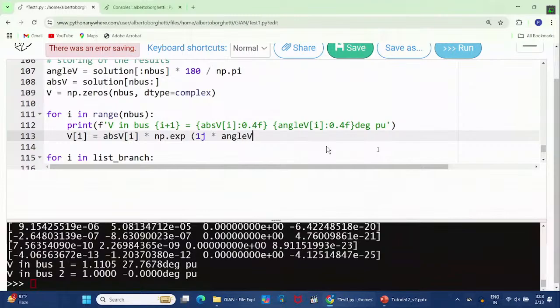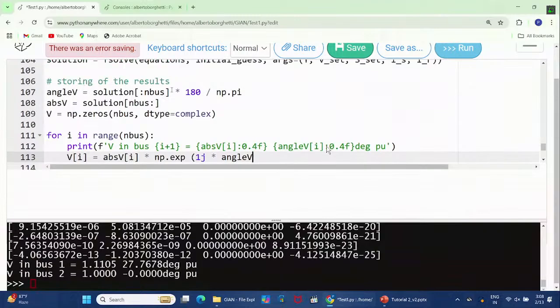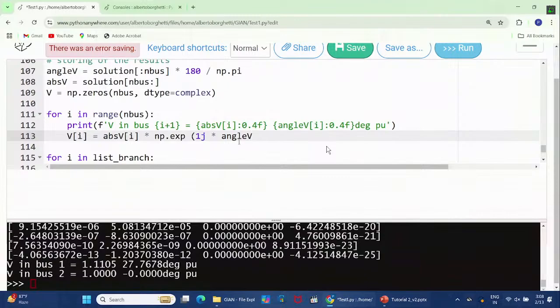I made an error here: unfortunately, I converted the angle in degrees. In the phasor we need radians, so we need to convert back. So we can multiply by np.pi divided by 180. We do the reverse. And then close the parenthesis.